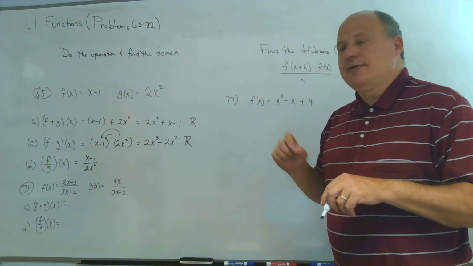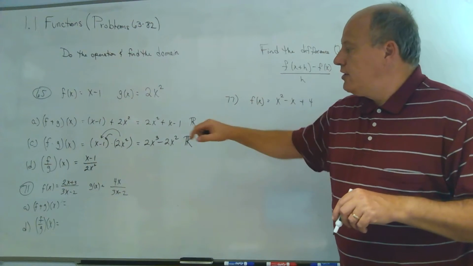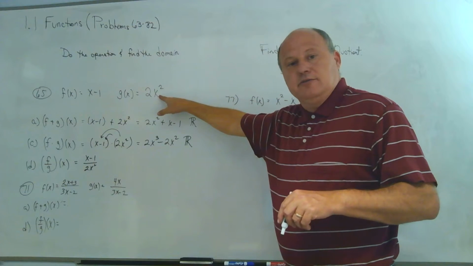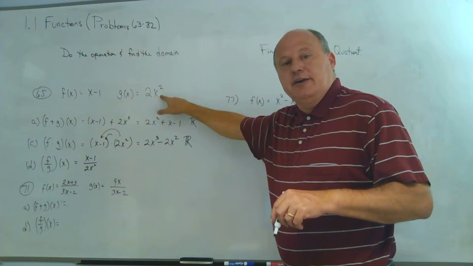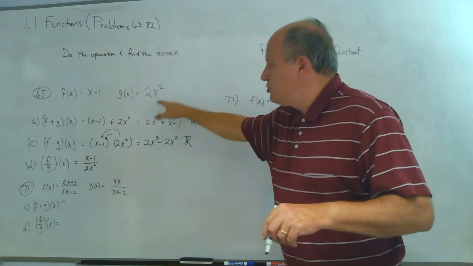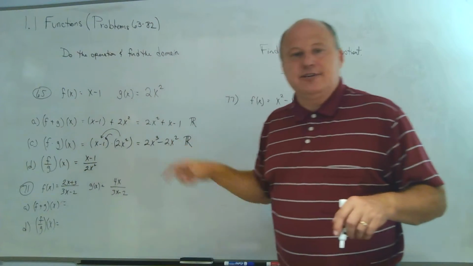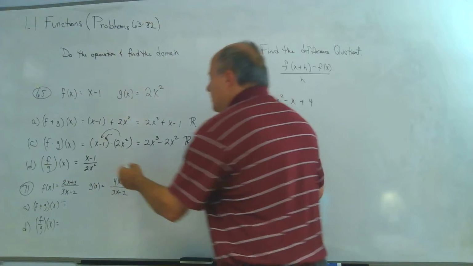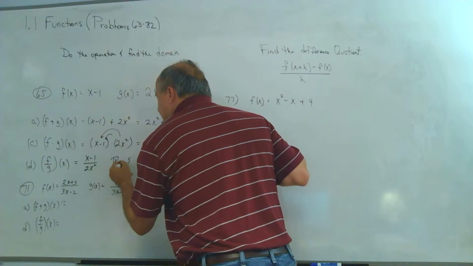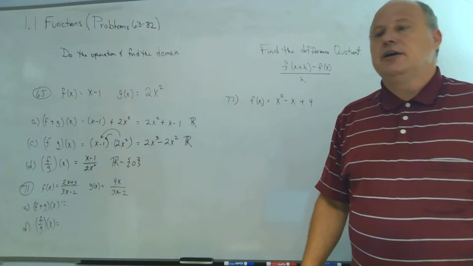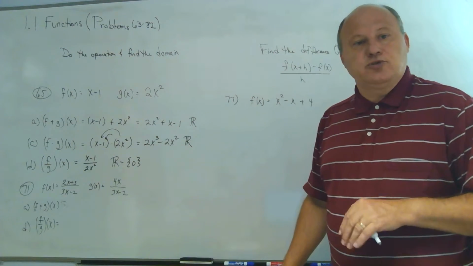The domain cannot include 0 because you'd be dividing by 0 if you do that. Even though for g of x alone the domain is all real numbers, it would include 0 there because it's not a fraction. But when you place g of x in the bottom, the quotient will not allow 0 in the denominator. So it's all real numbers except for the number 0, because 2 times 0 squared is still 0, and you'd have to exclude that number in the quotient.